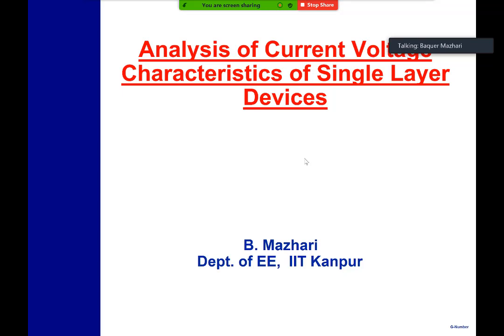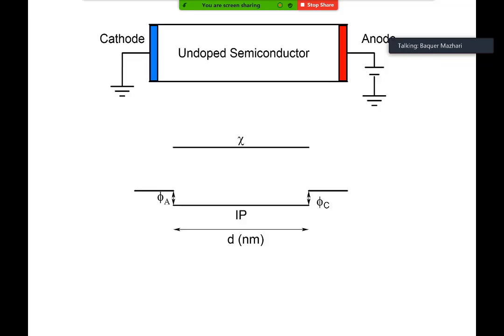And so let me delve right into it and outline what we're going to discuss today. What I'm going to be talking about is a very simple device, basically a single layer of semiconductor which is sandwiched between two electrodes. One side is a cathode and the other side is an anode. And this is a simple energy diagram representation of what we are talking about.